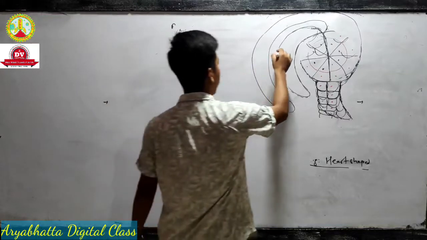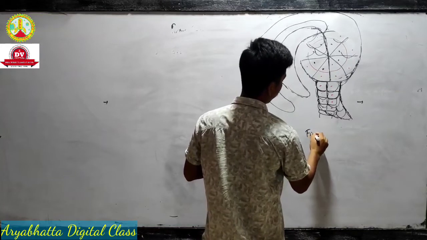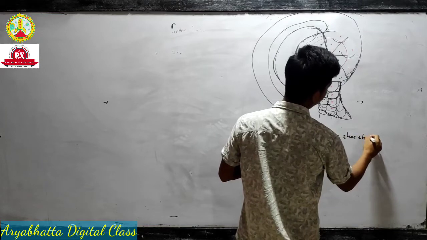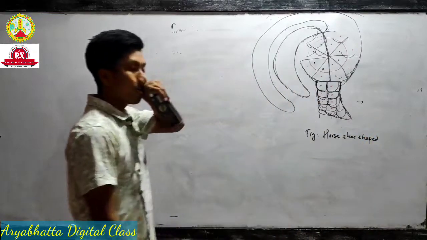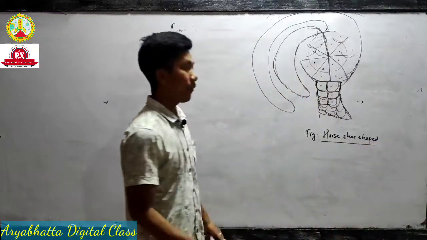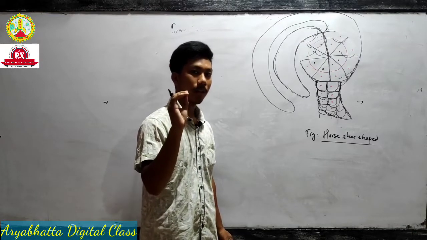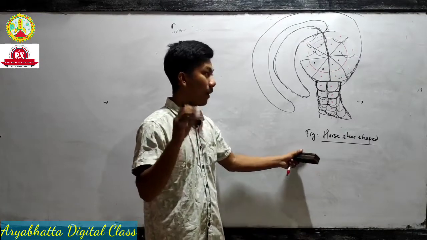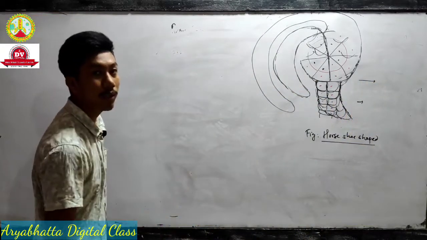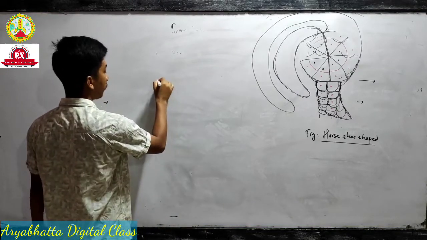Something like this structure, and that structure we will call a horseshoe shape. Now remember the sequence: first globular shape, then heart shape, then horseshoe shape, and finally it will give rise to a dicot embryo. Finally, I'm drawing it on that side. It will give rise to a dicot embryo.